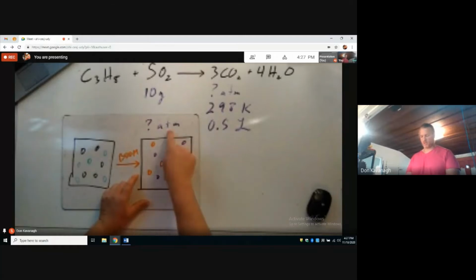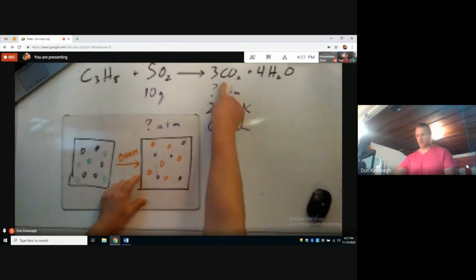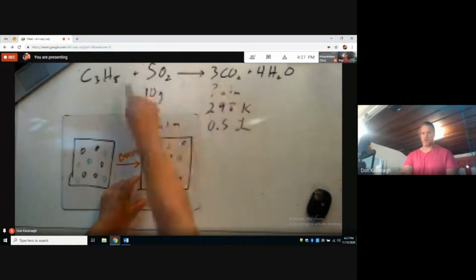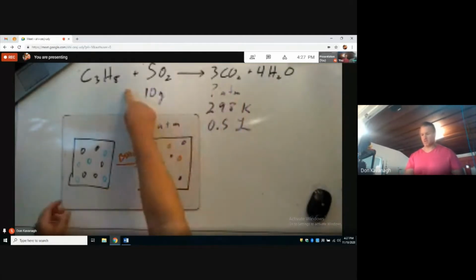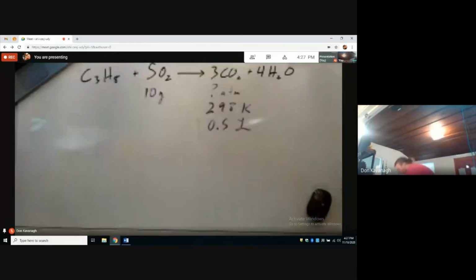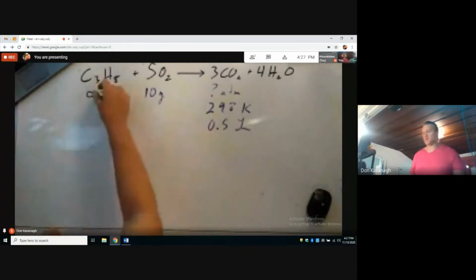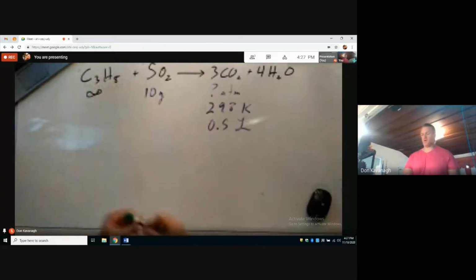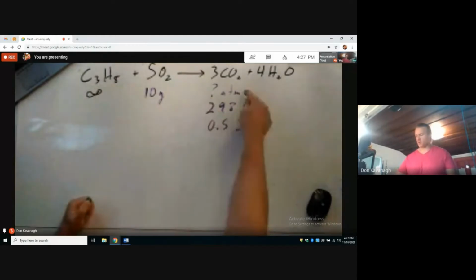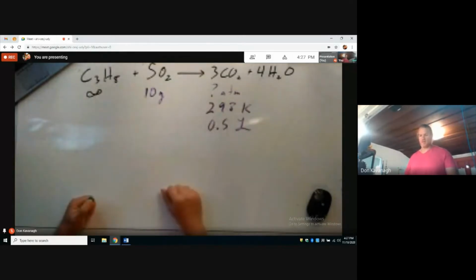What is the pressure or the partial pressure of CO2 that would be produced in this reaction? Now, if we're going to know something about the products, we have to know things about the reactants. We have 10 grams of a starting material, oxygen, and assuming an infinite amount of propane. With our 10 grams of O2, how can we get the pressure of a gas?